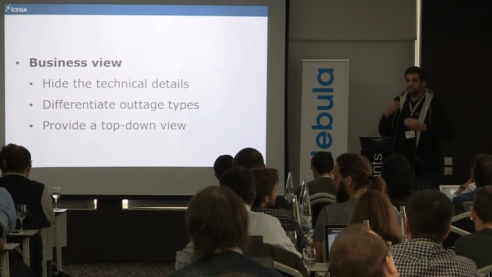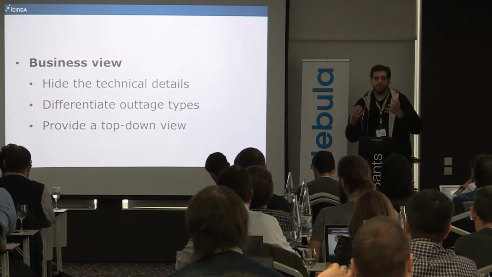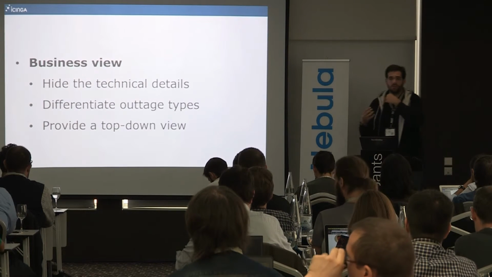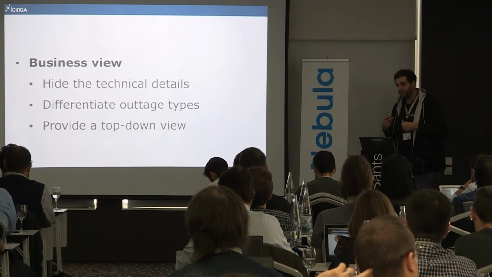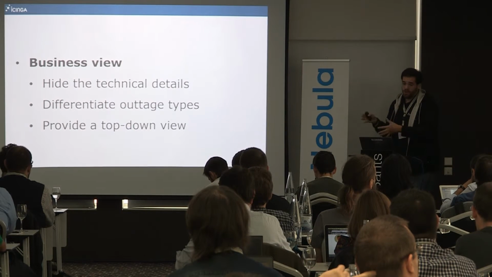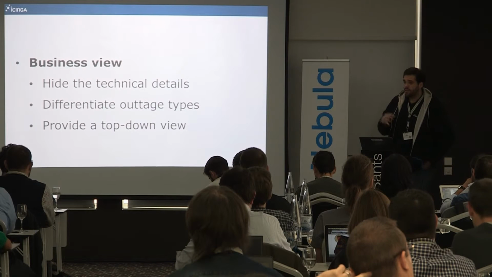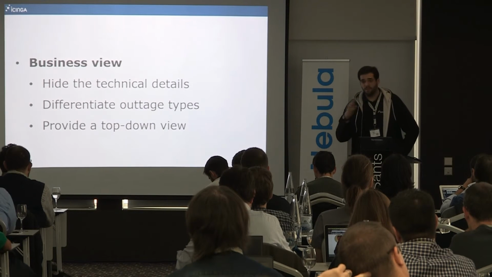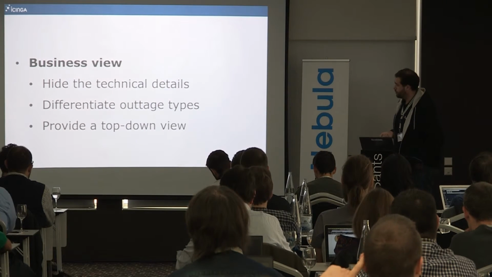And also differentiate different outage types. So for example, if you have multiple zones and it's only important for you that one is up and running, you perhaps want to hide it. And also, if the service in general is not okay, you want to have something like a top-down view.